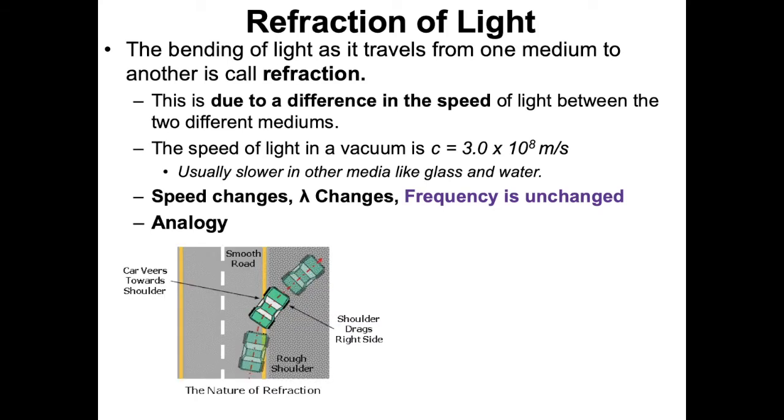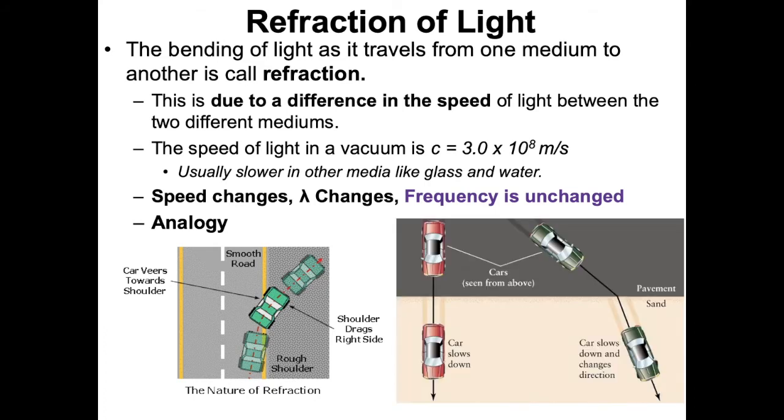So here's a little bit of an analogy. You have a car and you're going at a certain angle on a smooth road. If you're not paying attention, you start to veer towards the shoulder, and the shoulder, this is actually real, is usually rough, and one of your wheels is starting to drag on the right side. This is going to make your car start to turn slightly to the right. This is the same exact nature of the refraction of light. Once light is passing through, let's say, a rougher medium than before, it refracts and it starts to veer in a different direction.